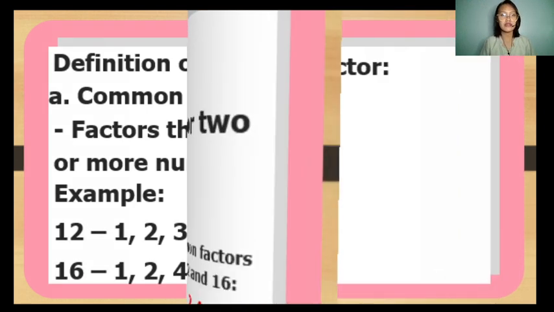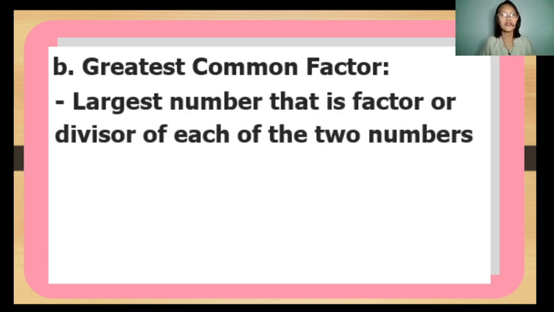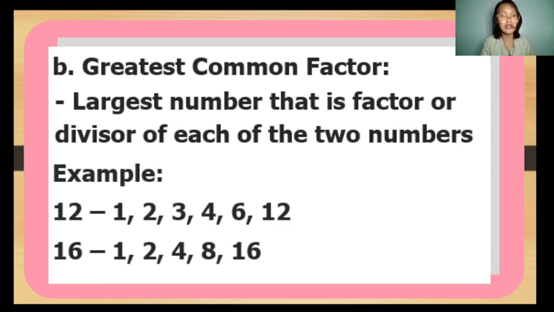The next term is greatest common factor. So, ano naman po si greatest common factor? Na-enumerate na natin kanina, si factor. How about the greatest common factor? So, this is the largest number that is a factor or divisor of each of the two numbers. So, pinakamalaki. Yung pinakamalaki naman daw po ang ating kukuhanin. Going back to our example, which is 12 and 16, kanina nakuha na natin yung common factors, pipiliin lang po natin yung pinakamalaki, which is 4. So, ayan. Kapag greatest common factor, pinakamalaking common factor ng dalawa or higit pa na number.